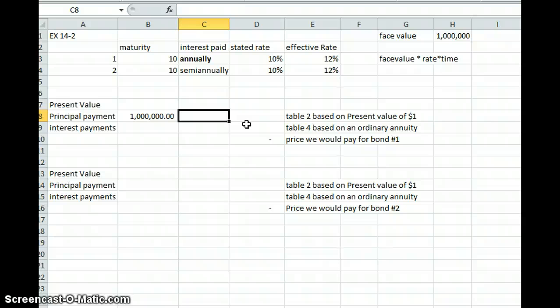We're going to get 0.32197. 0.32197 is our factor. Our next step is to multiply the face value times the factor. So we'll take that principal payment times the factor.